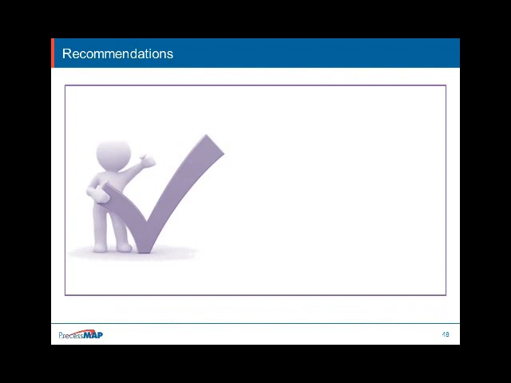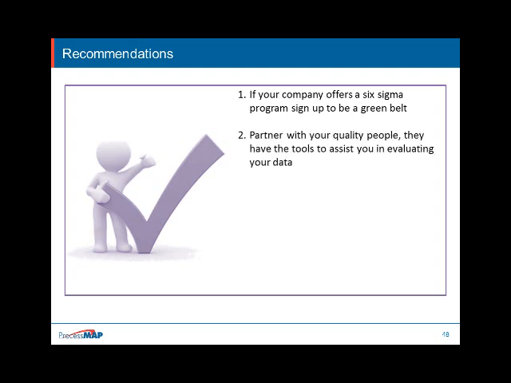Okay, first of all, if your company offers a Six Sigma program, sign up to be a green belt. Tell them you've sat through this. It's vitally important. We don't know what we don't know. Get on the list. If you have to kick somebody off the list, get on that list so you can get through the program, all right?